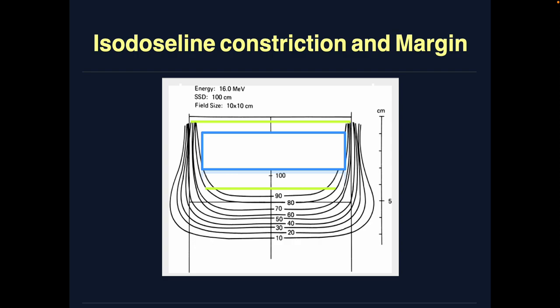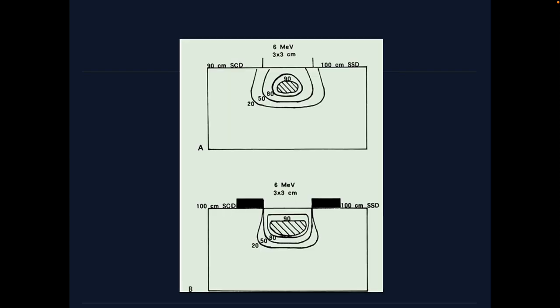And this is a very important part, to the extent that in a very small field, as you can see here, this is a very beautiful graph from Perez and Brady. You can see here in the upper part of the photo, there is a very small field, 3 by 3 centimeter. The electron beam 90% isodose line is losing its flatness. It's as if it's a pencil beam. This cannot be used in clinical practice. And that's why we have a minimum field size to be used in electron beam, because of excess constriction.